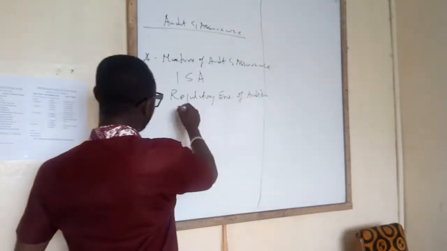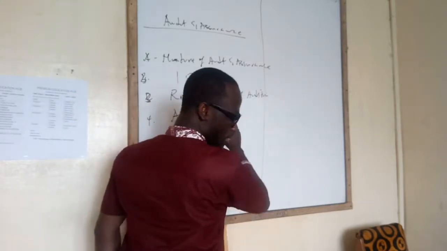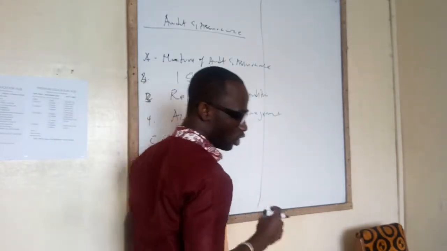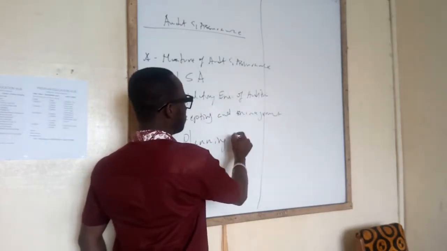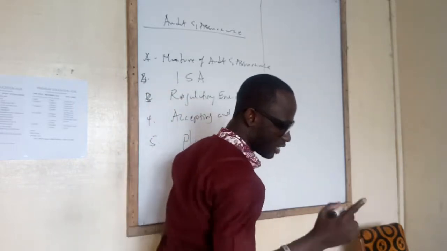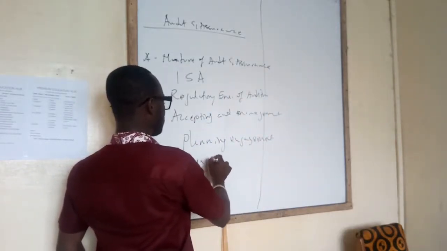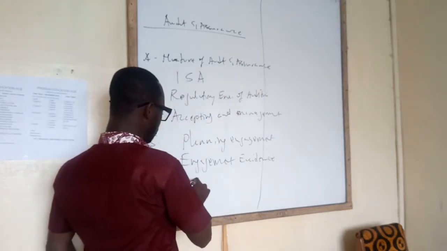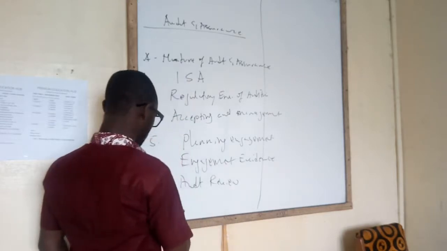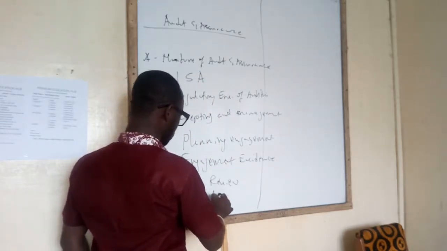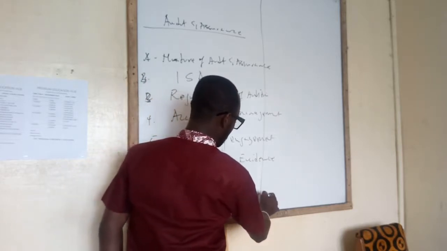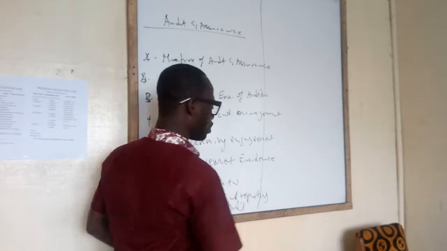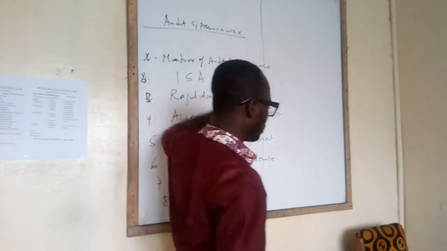Four, we will consider accepting and managing engagement. Five, we will look at the issue about planning and engagement. Six, we'll look at engagement evidence. Seven, we will consider audit review. Eight, concluding and reporting. And then lastly, we will consider internal audit. So these are the 9 things we'll be talking about throughout the syllabus.